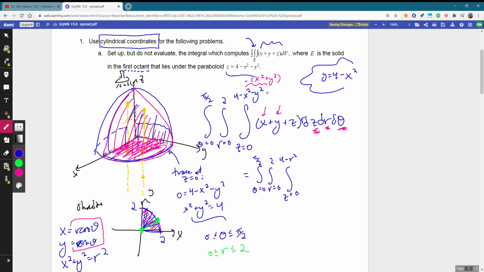Then on our function, we have x is r cosine theta plus y, which is r sine theta, and then plus z times that r. I'm running out of room, so I'm just going to do it vertically, dz dr d theta. And there we go. Our integral is fully translated into cylindrical coordinates.